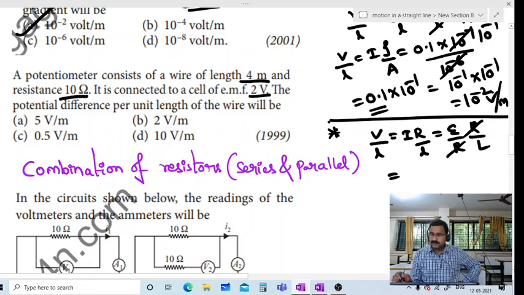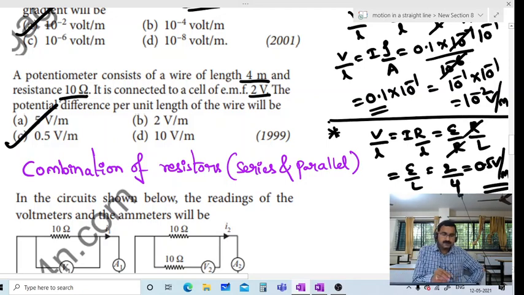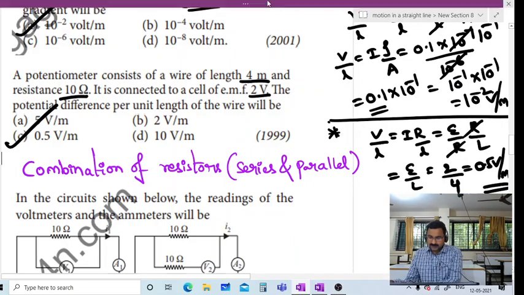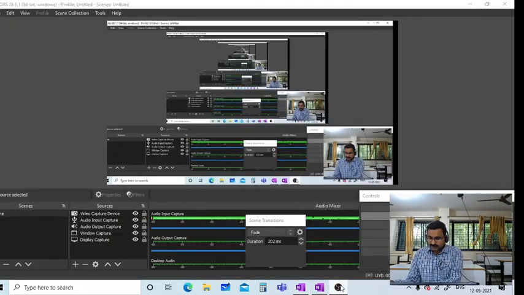This is capital L, R by L. So what you wrote previously, E divided by R plus R_S into R by L only, R and R cancel, so we get E by L. What is the E value? 2. What is the L value they have given? 4 only. 2 by 4 means how much? 1 by 2, or it is 0.5 volt per meter. That is the third option. So this is one of the important ones that we are discussing.